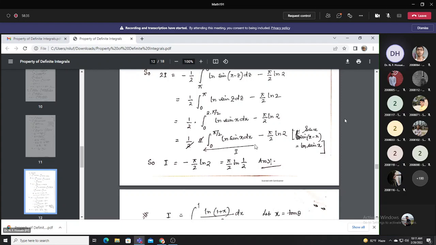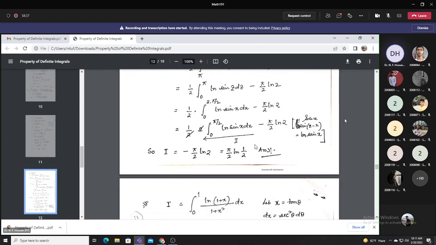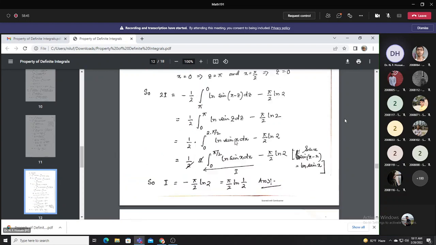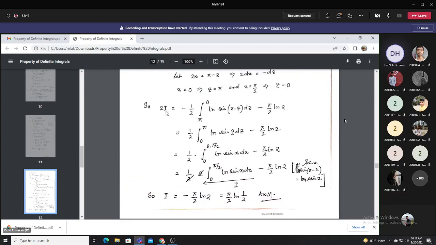And this integral has already been evaluated. Oh no, I'm sorry. It is nothing but I from which we started. So this is I. In the left side we had 2I, and in the right side these two cancel out, I minus this. So you take this I to the left side and 2I minus I gives you I. So I equals minus pi by 2 ln of 2, which gives you pi by 2 ln of half. So this is your answer.